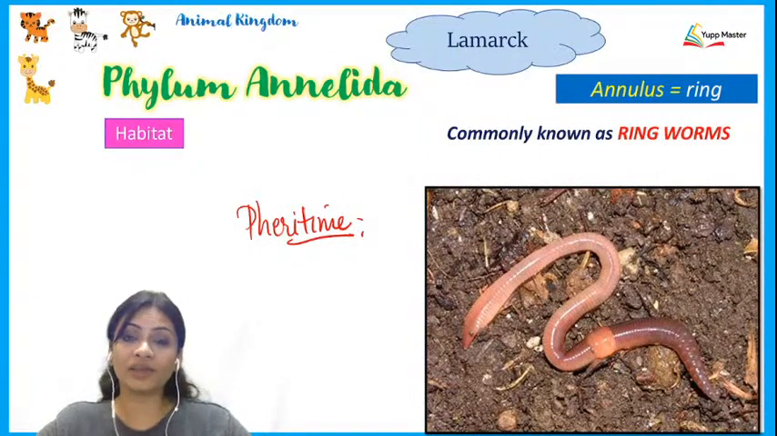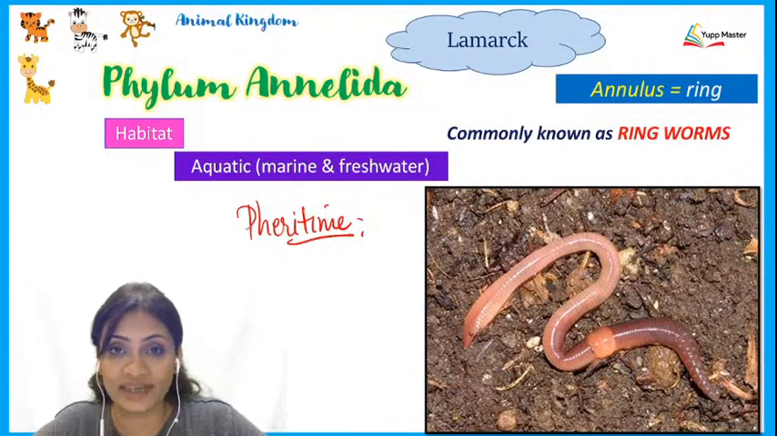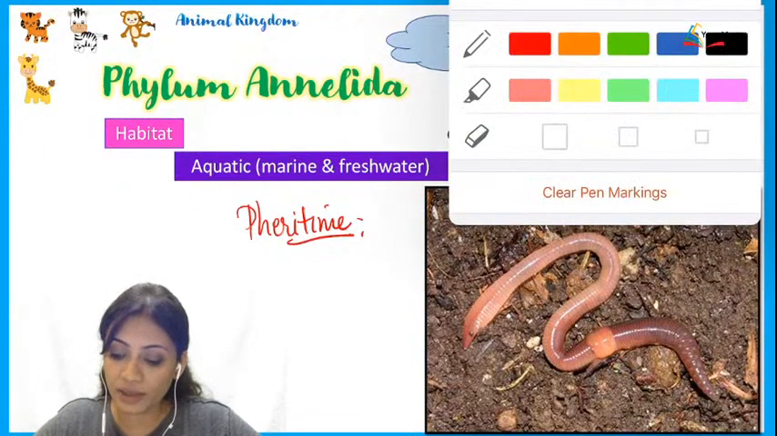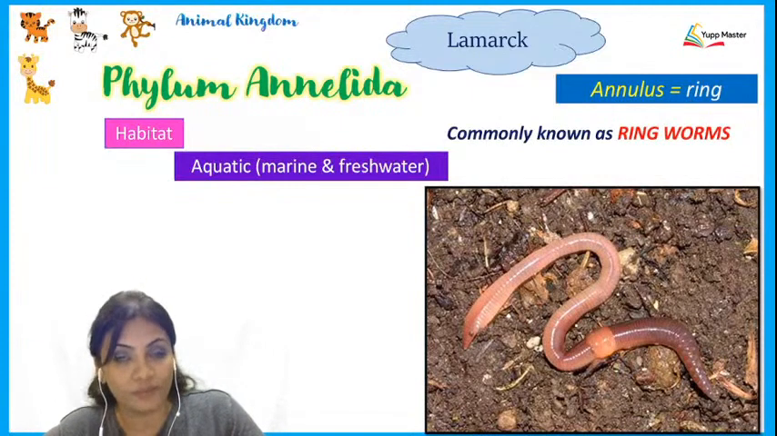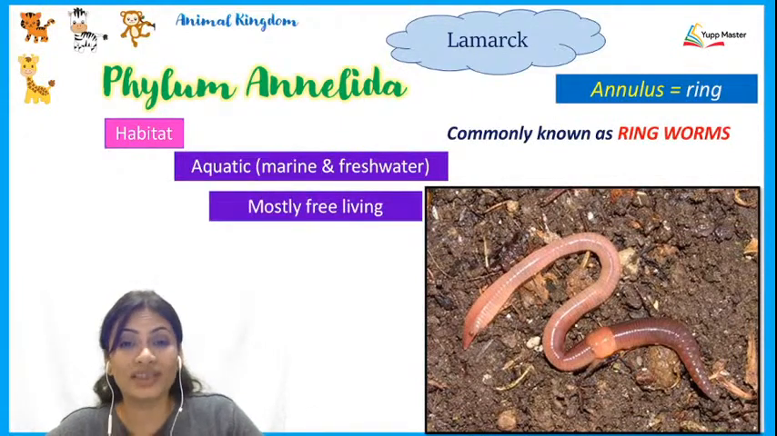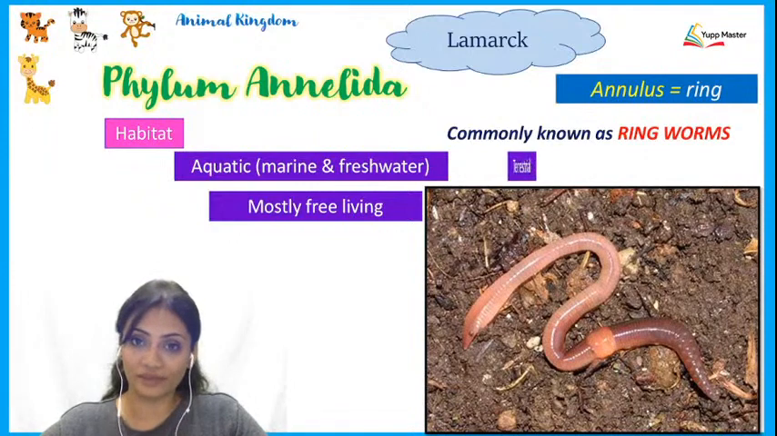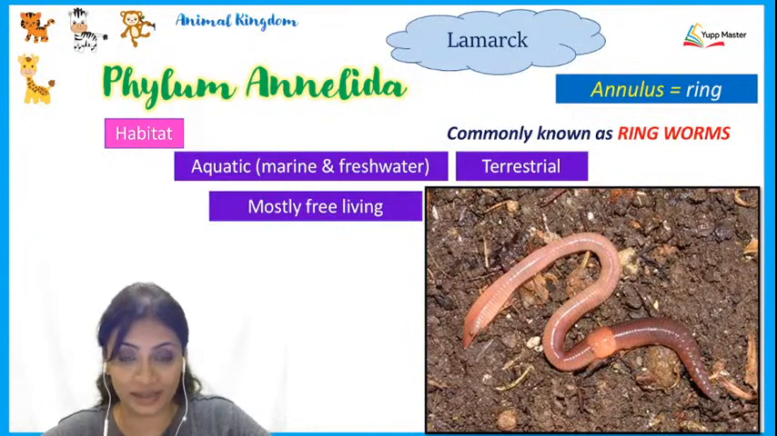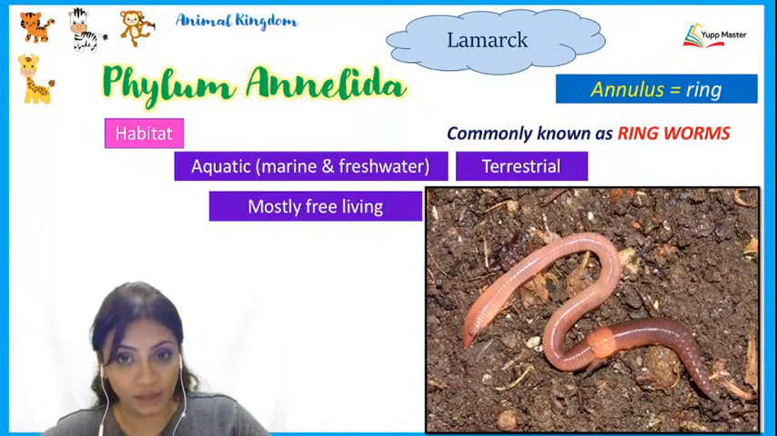Now, when we're talking about the habitat of an earthworm, we always began every phylum by indicating the habitat of that organism. These annelids are mostly found to be aquatic. They could be present in marine water, or in fresh water. Most of them are free living, like earthworms. When I say free living, I basically mean they are not parasitic. Along with the aquatic ones, we also find ones like earthworms which are found on land. So annelids could be terrestrial as well.